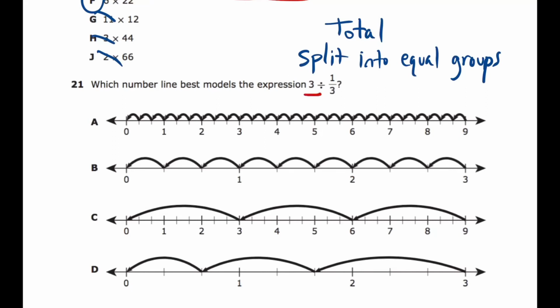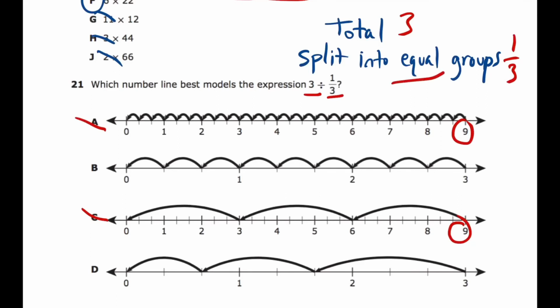Well, my total amount is 3. Split into equal groups of 1/3. So I'm looking for a total amount of 3 split into equal groups of 1/3. A, my total amount is 9, so that automatically does not work. C, my total amount is 9, also does not work. So I've eliminated 2 answer choices. I got a 50-50 shot.